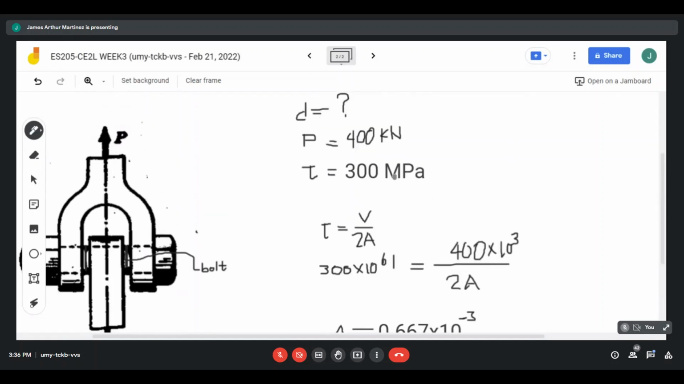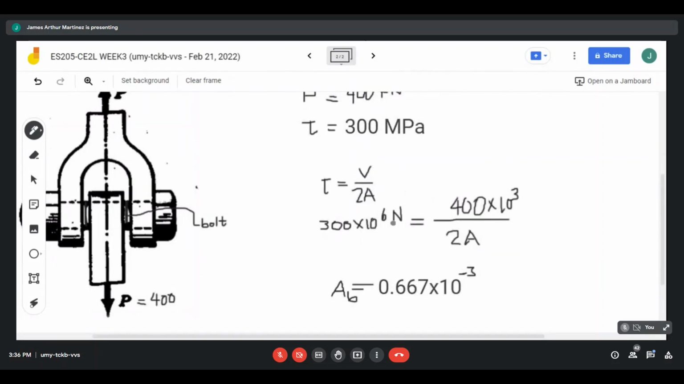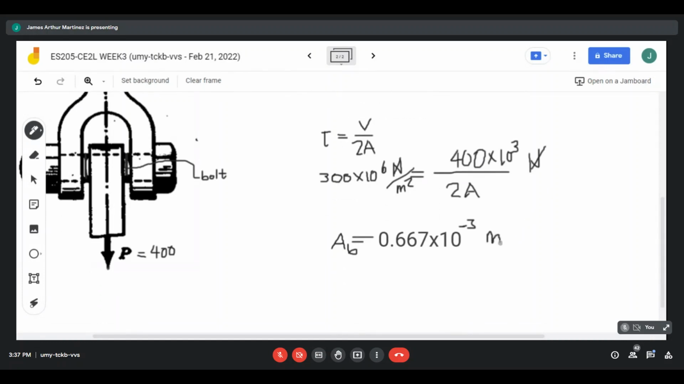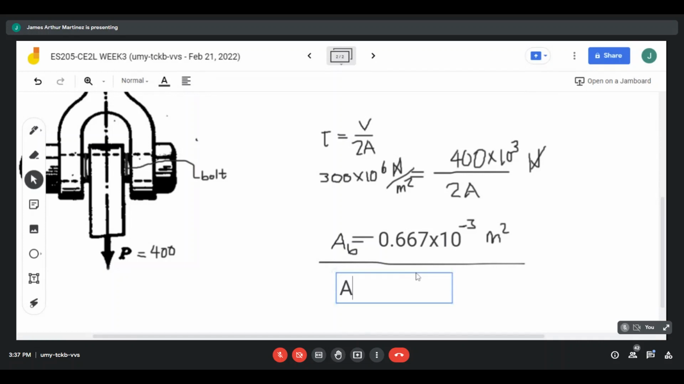So this is Newton per meter squared. This is also Newton, therefore they cancel out. Our unit for area is meter squared. If we express it in terms of millimeters, the area of your bolt is equal to 666.67 millimeters squared.